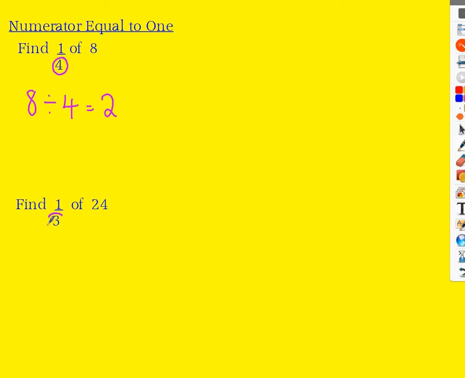The number on the bottom of the fraction now is 3, so we need to divide by 3. So 1/3 of 24, 24 divided by 3. How many 3s are there in 24? There are 8. And this one here, though, requires some workings because the number's larger.